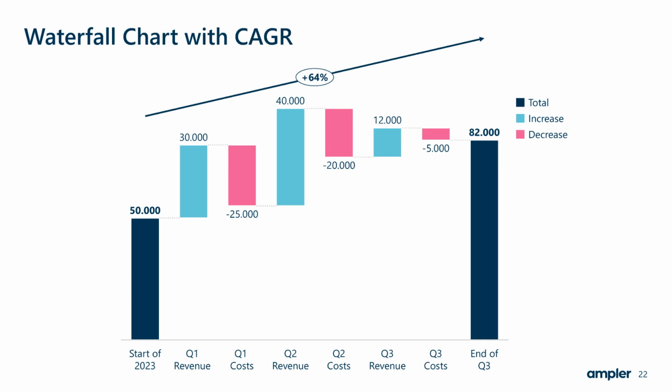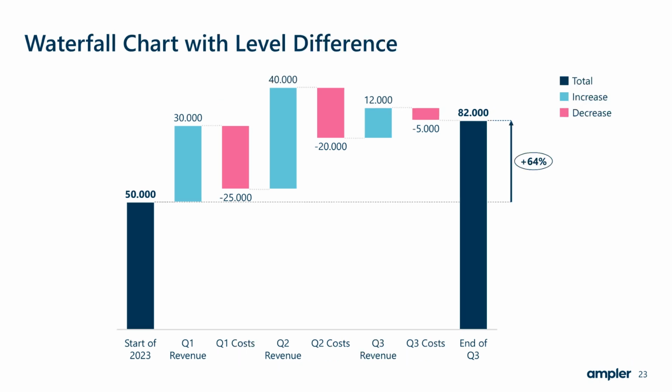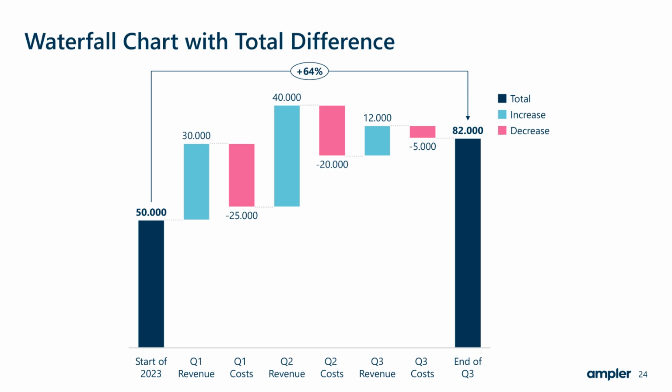You can also add a CAGR, making it easier to dissect how the year has developed. The same insight can be shown with a level difference, which is the change between two specific data points, or total difference instead, which is the difference between the starting point and the end point of a range.